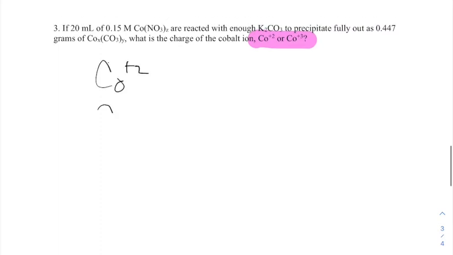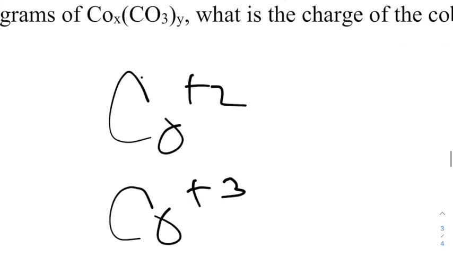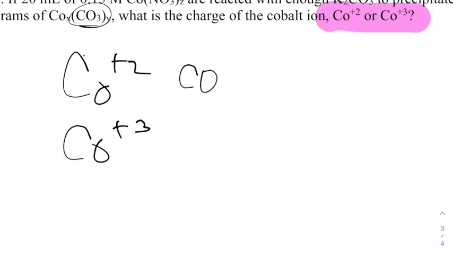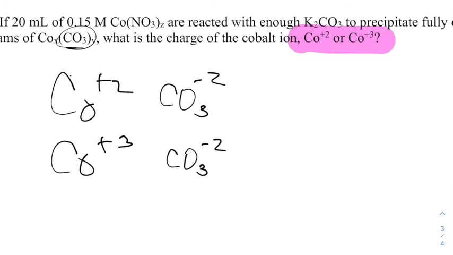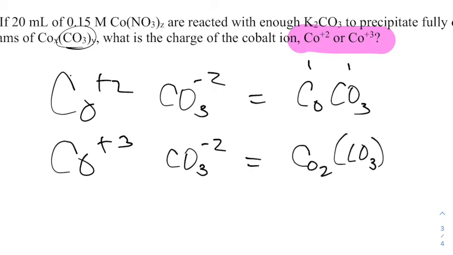Number 3 is more of the same, except this time we're going to make some cobalt carbonate. So apparently our choices for cobalt are +2 or +3. So we've got cobalt with a +2 or cobalt with a +3. That's going to be reacting and forming a precipitate with the carbonate ion. So that's CO3 with a -2, which means if it's cobalt +2 with the carbonate, that's going to give you cobalt carbonate, a 1-to-1 ratio. If it's cobalt 3 with the carbonate, you're going to end up with Co2(CO3)3, and you're going to end up with a 2-to-3 ratio.